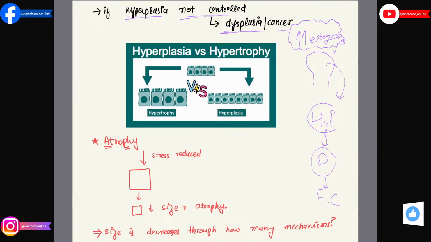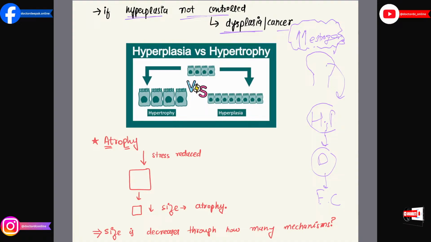Let's suppose they will say a female has an increased amount of estrogen, and they will give you an example of obesity. Like the clinical question says, this is a 55-year-old female. This female has a BMI of 35 or 45. So they will ask you what kind of cancer it can develop in the future.